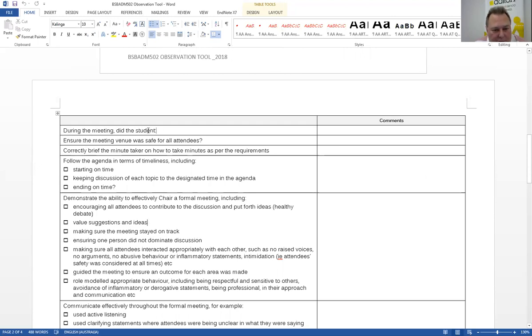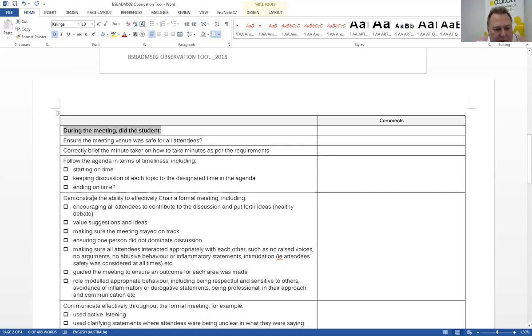During the meeting, did the student ensure the meeting venue was safe for all attendees? Correctly brief the minute taker on how to take minutes as per the requirements. Did the student follow the agenda in terms of timelines, including starting on time, keeping discussion on each topic to the designated time in the agenda, and ending on time? And as I go through, I'll be checking or not checking these boxes.